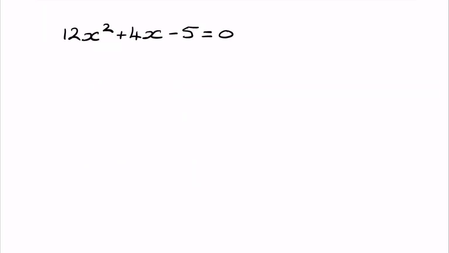And let's try another one. So we take the coefficient of x squared and we're going to multiply it by the number term, so that's 12 multiplied by negative 5, that gives us negative 60. That's our new number term.